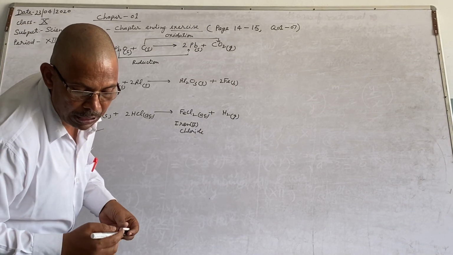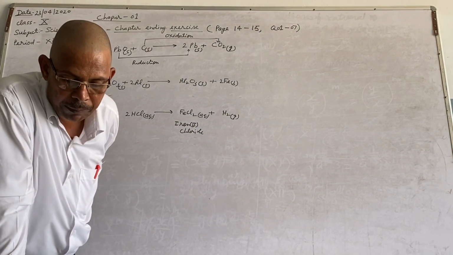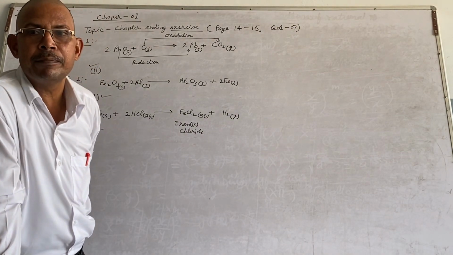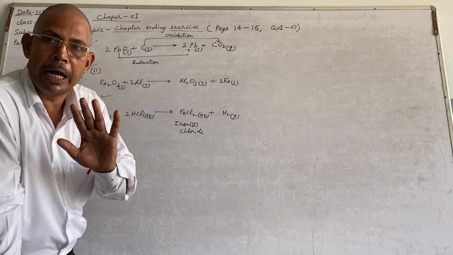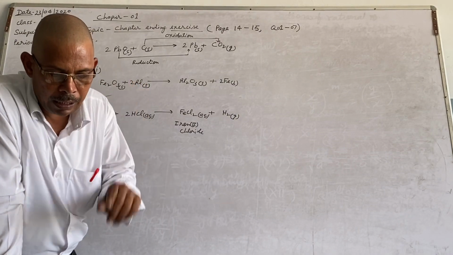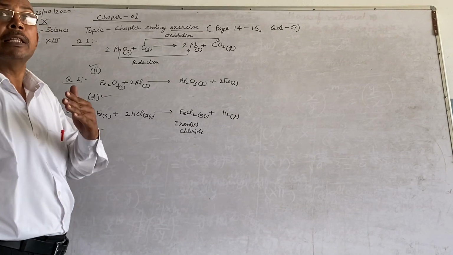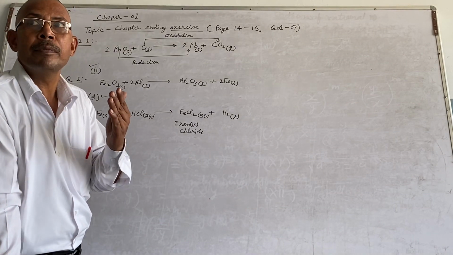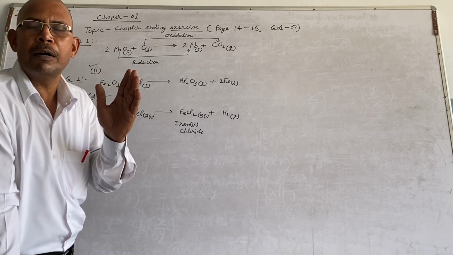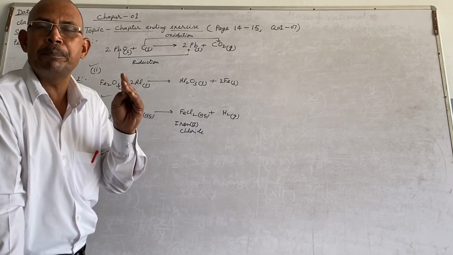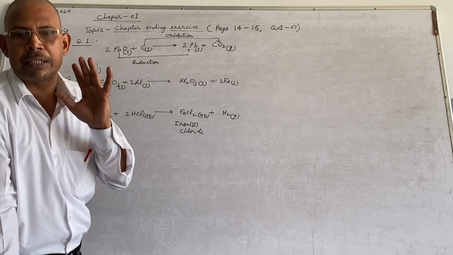Now see question number 4. What is a balanced chemical equation? Why should chemical equations be balanced? I have told you in my lecture. Why should a chemical equation be balanced? Because chemical reactions obey the law of conservation of mass. Mass can neither be created nor destroyed. So in a chemical reaction, the number of atoms of different elements present in the reactants should be equal to the number of the same atoms in the products.